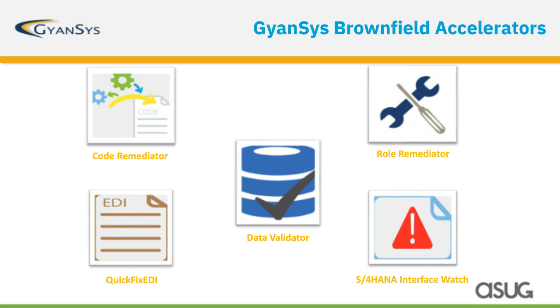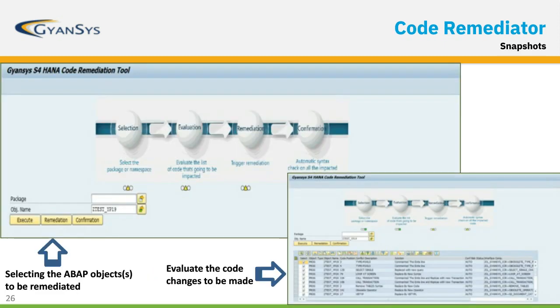So let's start with the code remediator, right? What will it do for us? Let's assume I'm coming with 5,000 custom code objects, and I got a list of the programs which need to be remediated for the S/4HANA system. This tool is going to help for most of those custom code. We are not saying that it will help for all of them, but for most of the standard fixes, the small fixes we need to do in a system, this tool takes care of that.